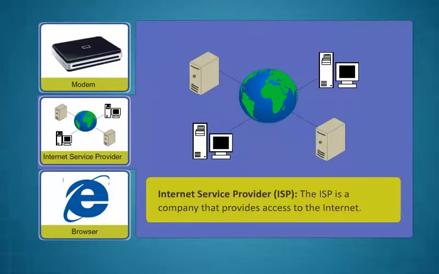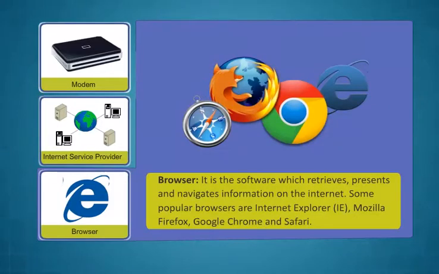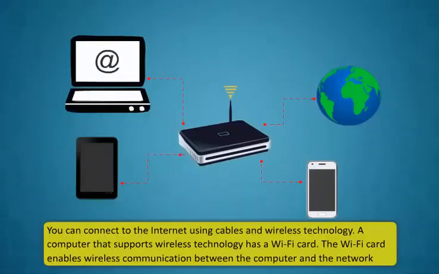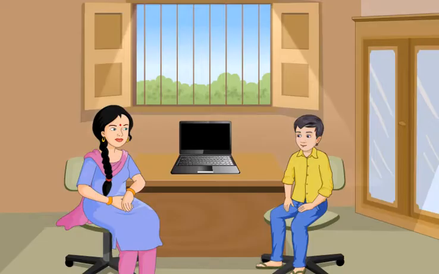To access the internet, there are three basic elements you need in your computer: modem, internet service provider, and browser. Modem is the device that allows computers to transmit and receive data. This is the device which connects a computer to the internet. Internet service provider, or the ISP, is a company that provides access to the internet. Browser is the software which retrieves, presents, and navigates information on the internet. Some popular browsers are Internet Explorer, Mozilla Firefox, Google Chrome, and Safari.